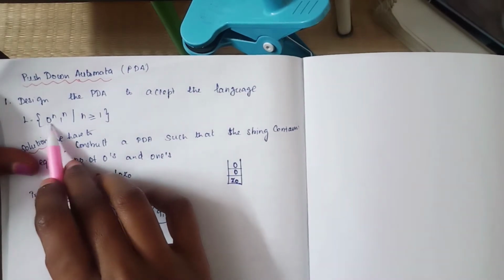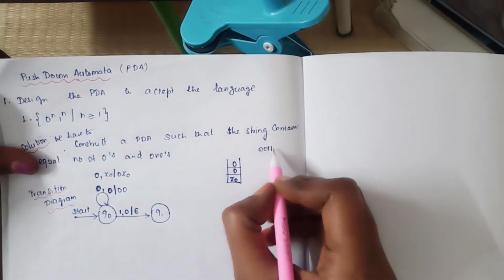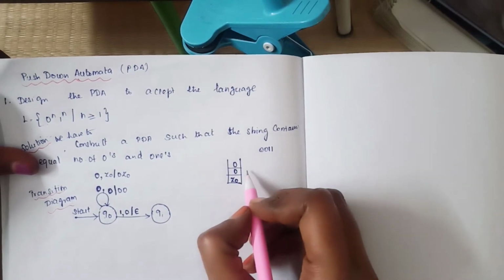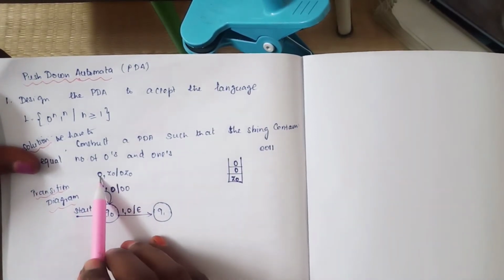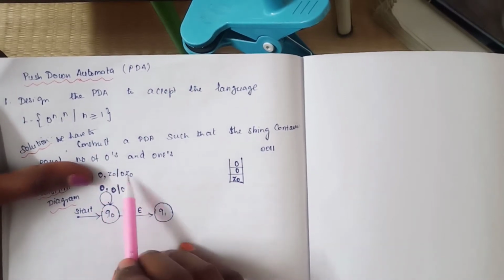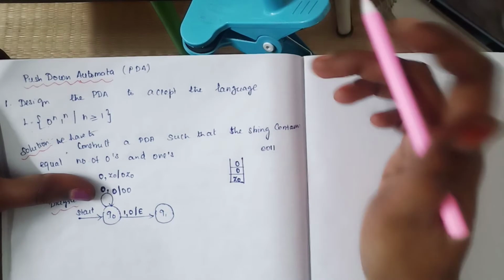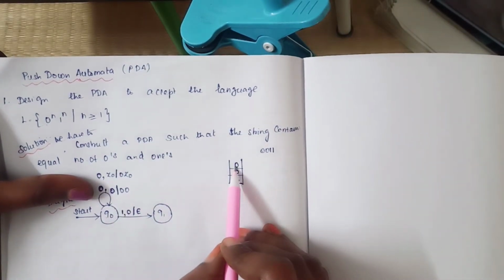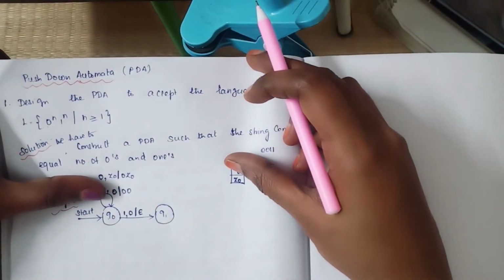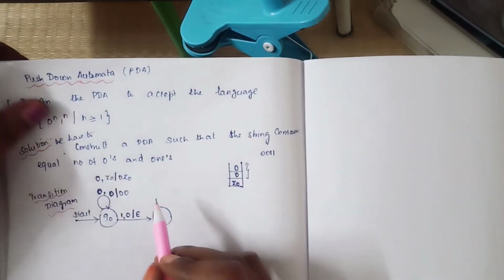So this is known as an equal number of zeros and ones. If I take a string like 0 0 1 1, when I push a 0 as the input and Z0 is the start symbol, then my stack contains 0 Z0. After that, when again I put a 0, the input is 0 and my top of the stack is 0. After pushing it, my stack will be 0 0.